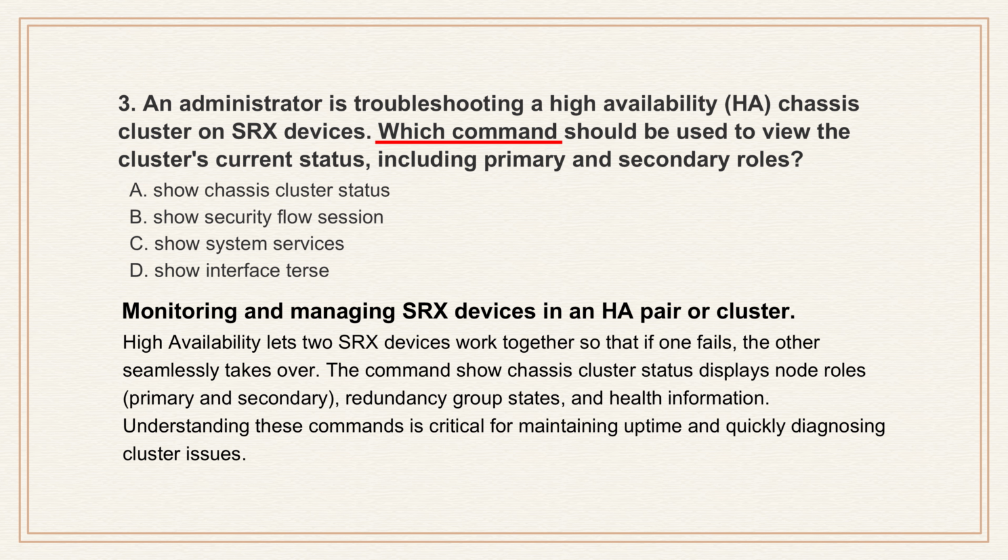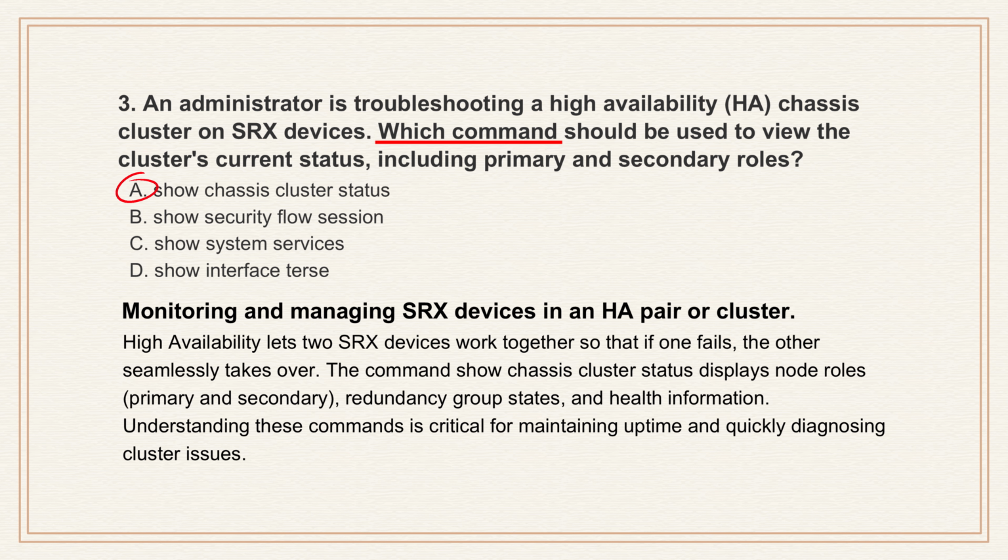You might see warnings about link health or redundancy group issues that aren't immediately obvious otherwise. Like a silent failure waiting to happen. Exactly. It helps you catch things like degraded heartbeat links, which could lead to a split-brain scenario where both nodes think they're primary, a nightmare scenario. Okay, definitely want to avoid that. So show chassis cluster status is like the vital signs monitor for your HA pair. A very good way to put it.